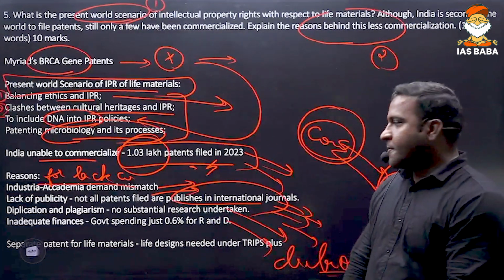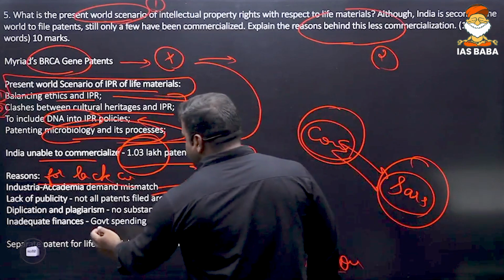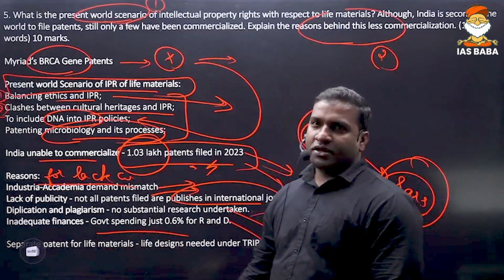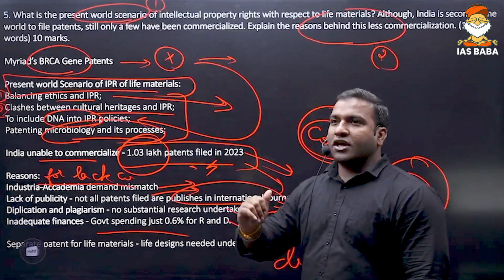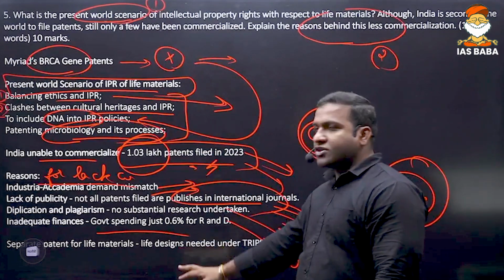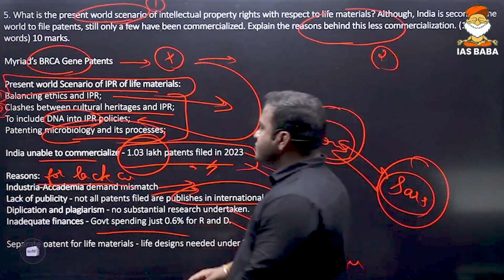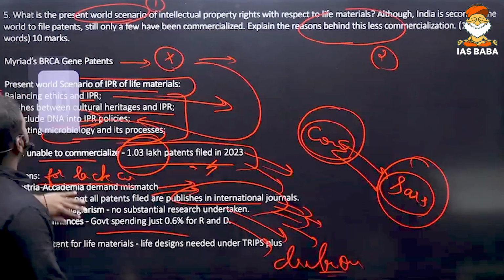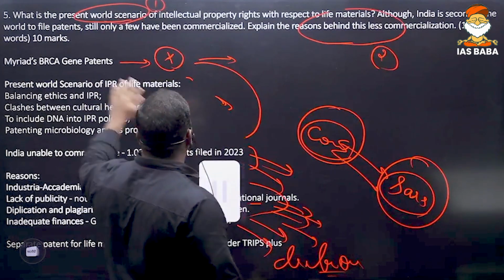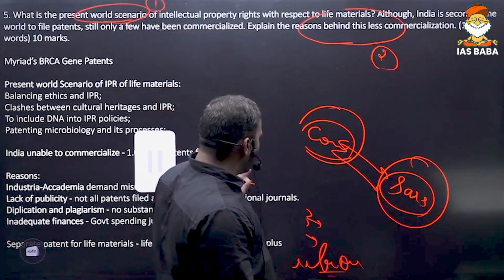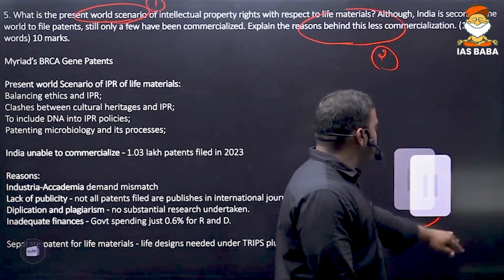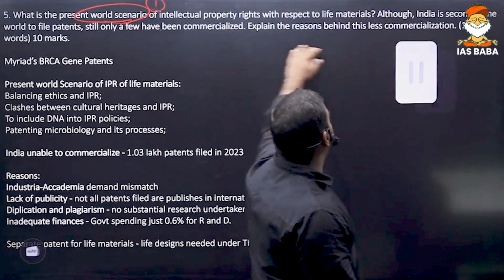So likewise, then inadequate finances. Yes, government is spending just 0.6% on research and development. So even if you want to do some extraordinary research and patent on that, you don't have sufficient financial resources. Now governments are not giving money for javelin throw, so who will give for patents? There was only one javelin thrower of Pakistan and you couldn't fund them. Will you fund thousands of patent holders who are willing to take the patent?